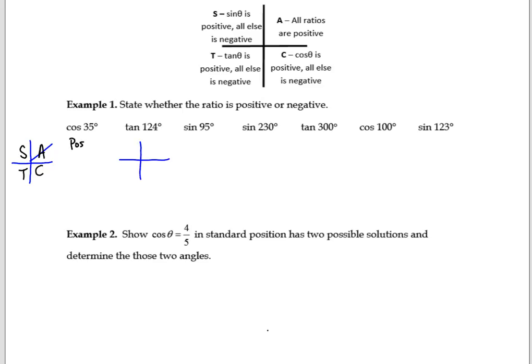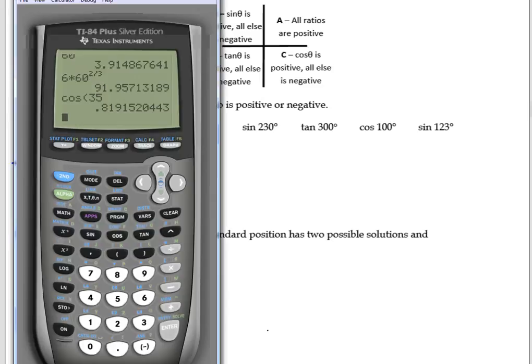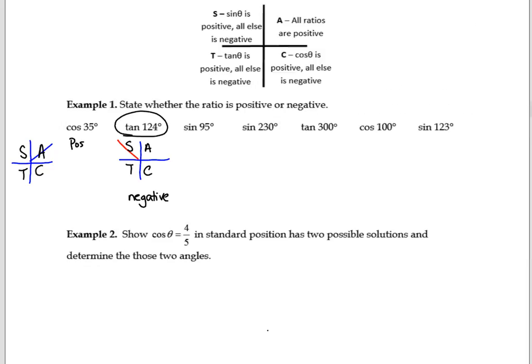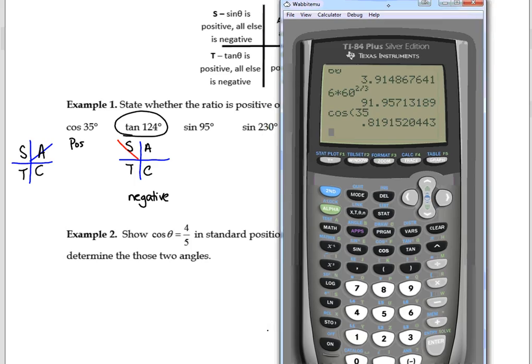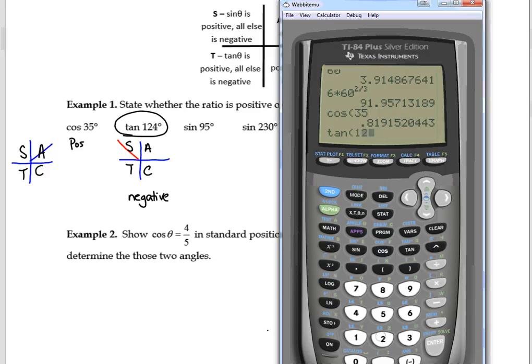124 degrees. What quadrant is that in? Quadrant 2. So C-A-S-T. Will tan be positive in quadrant 2? No. Only who is positive? Sine. Only sine is positive. So therefore, tan 124 should give us a negative ratio. So let's type that in and check. Oops, wrong one. That's not what I wanted. Let's try this again. Tan 124. And it's a negative. We're correct.